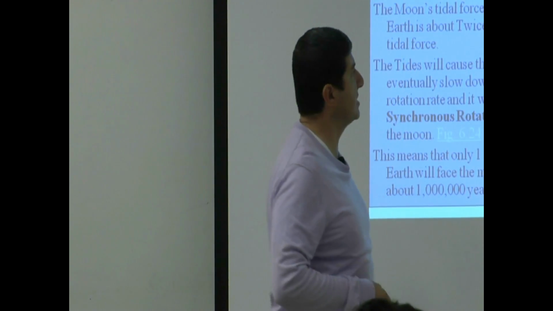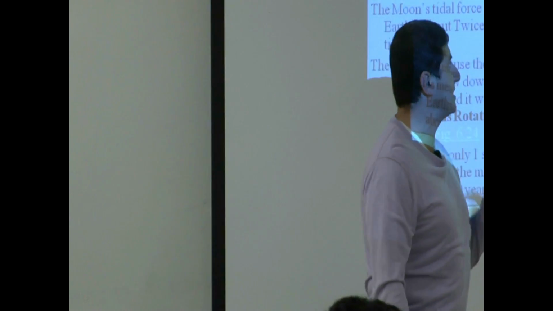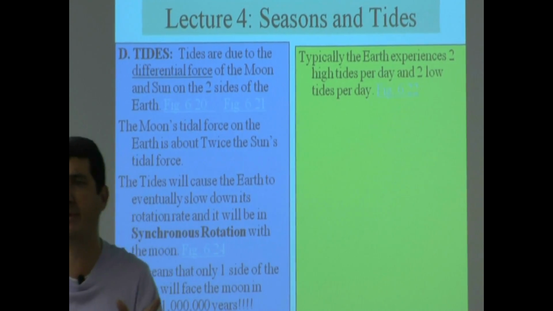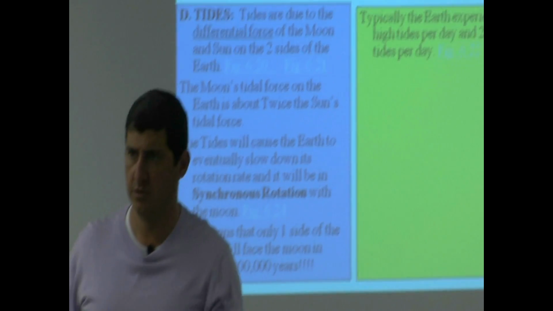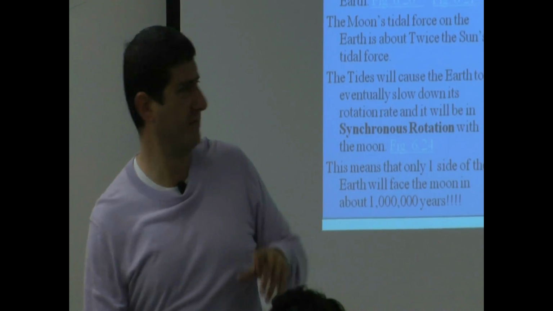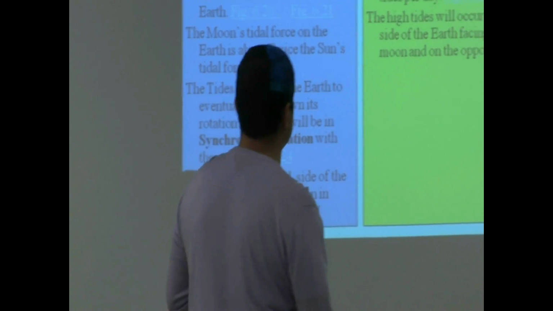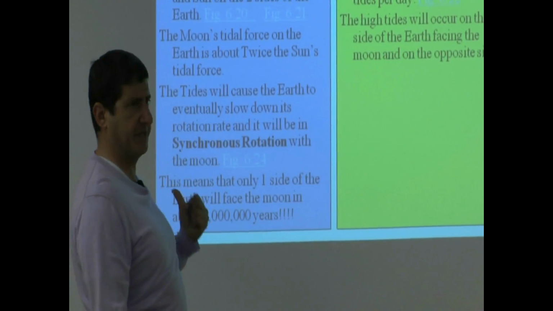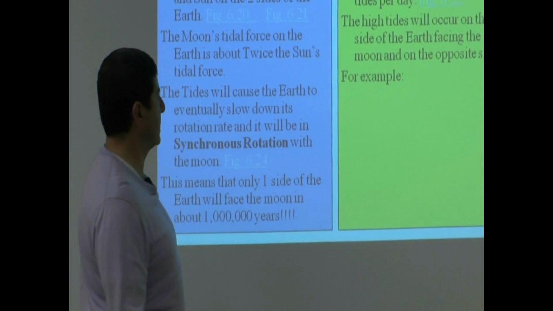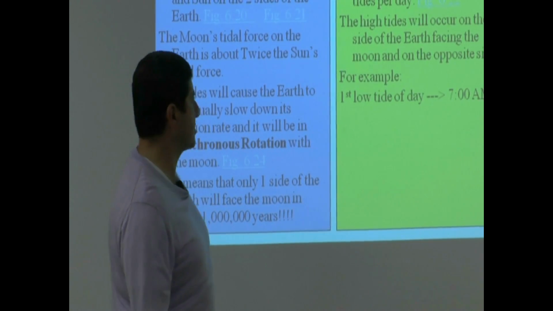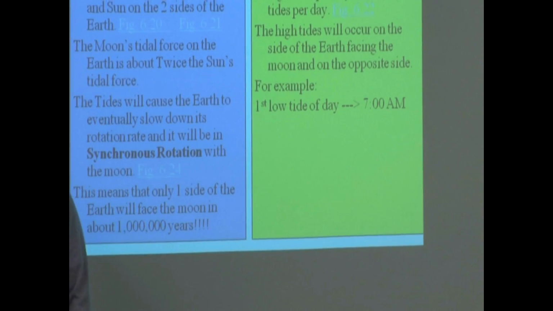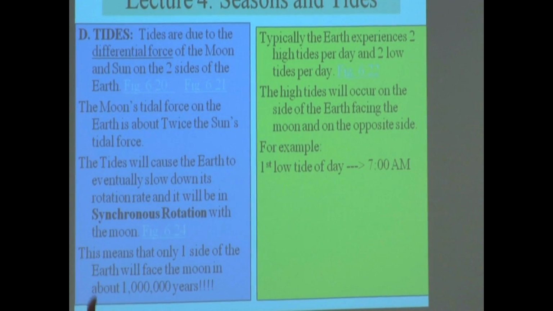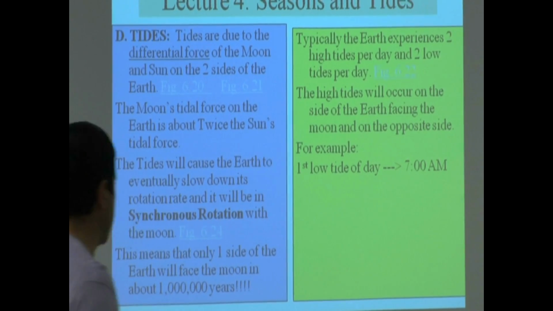Okay, so typically the Earth experiences 2 high tides per day and 2 low tides per day, roughly separated by about a 6-hour interval. So that's kind of what this page says. The high tides will occur on the side of the Earth facing the moon and on the opposite side. For example, if the first low tide of the day is about 7 a.m., roughly they will happen around 6, 7 a.m., but it changes from day to day.